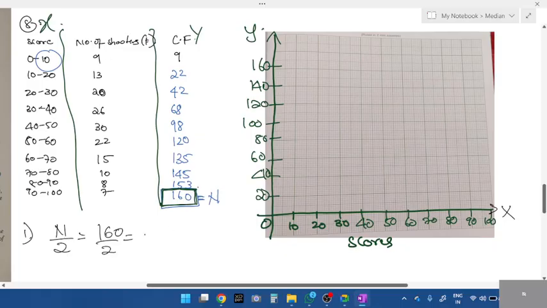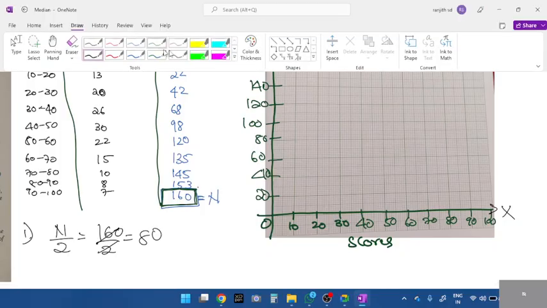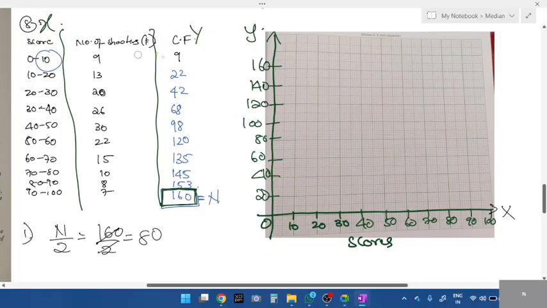What do you get? 160 divided by 2 is? 80. Start with this. Any question, students, when it comes to ogive graph and median, start like this. Next, start from 80. Look here. Ogive graph, n value, that is Q2 median, Q1 lower quartile, Q3 upper quartile. All this you have to start in the y-axis. Remember this, whatever value you get, start from the y-axis.